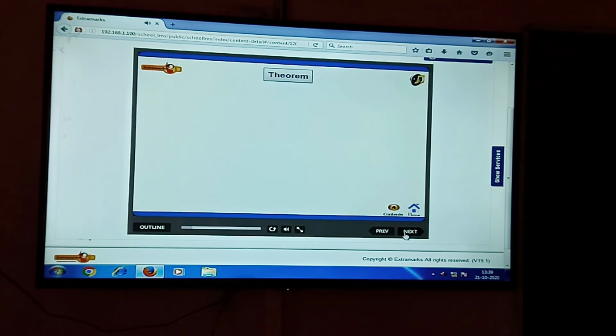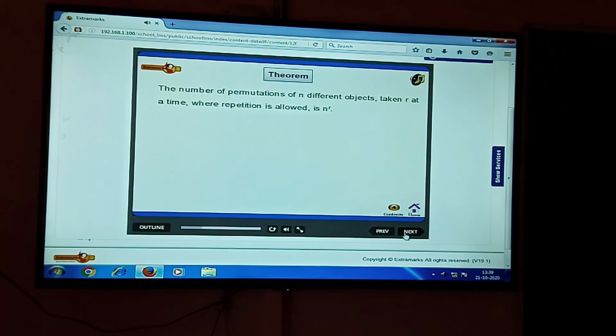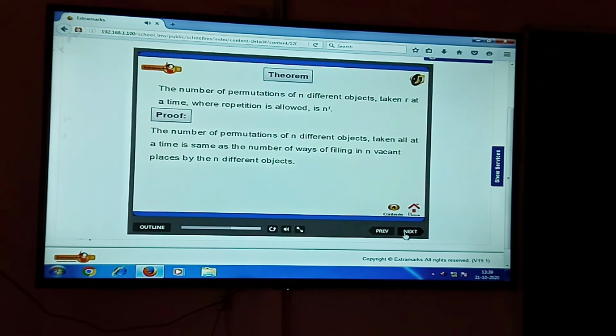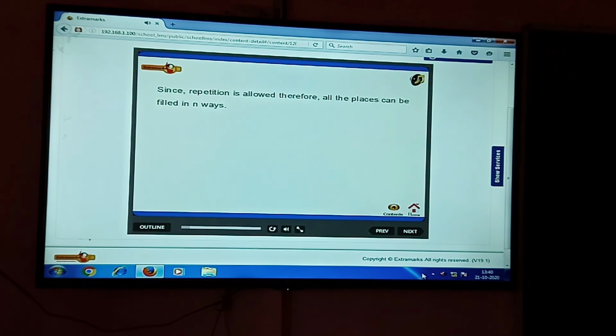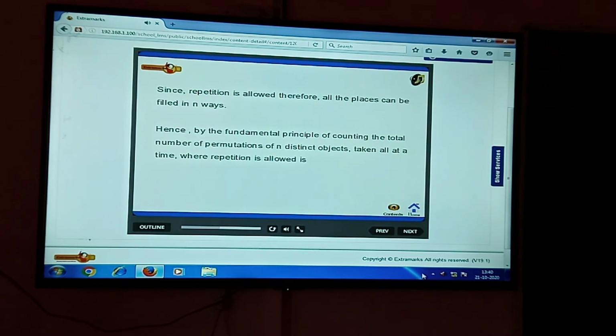Here is another theorem. The number of permutations of n different objects taken r at a time, when repetition is allowed, is n raised to the power r. Let's prove this theorem. The number of permutations of n different objects taken all at a time is same as the number of ways of filling in n vacant places by the n different objects. Since repetition is allowed, therefore, all the places can be filled in n ways. Hence, by the fundamental principle of counting, the total number of permutations of n distinct objects, taken all at a time, where repetition is allowed, is n raised to the power r.